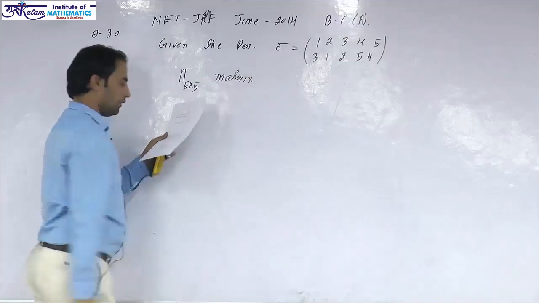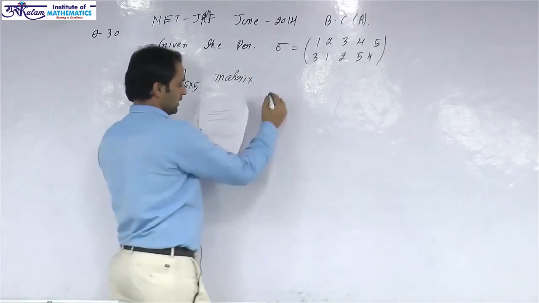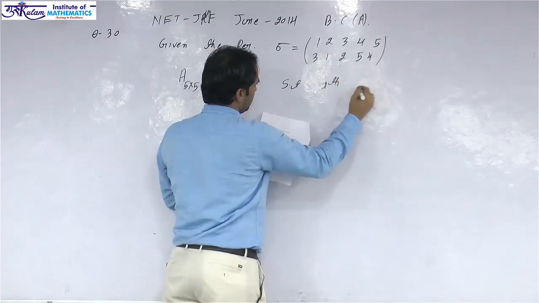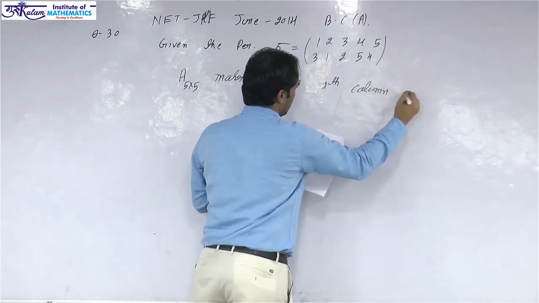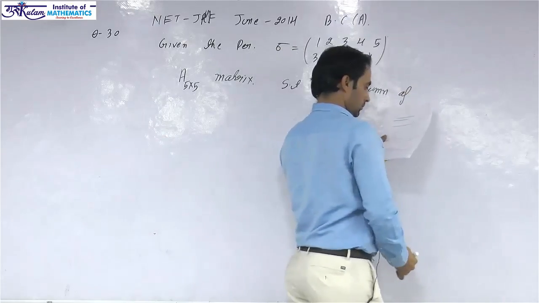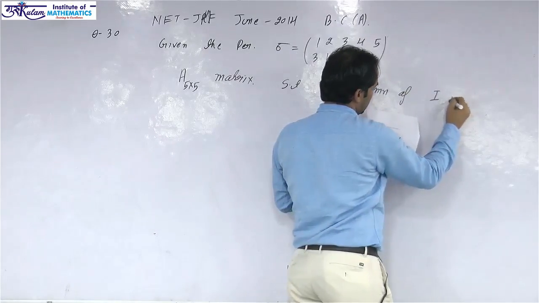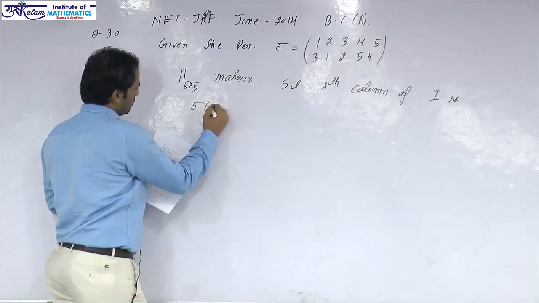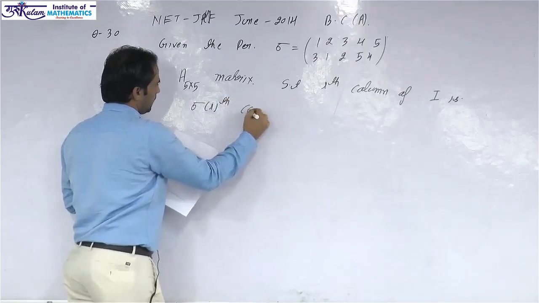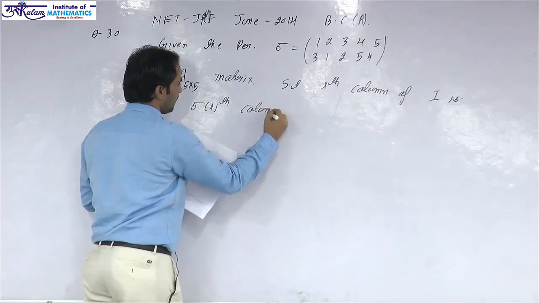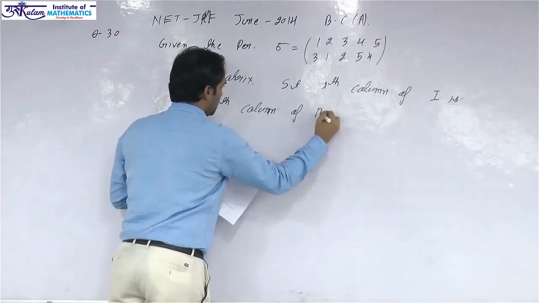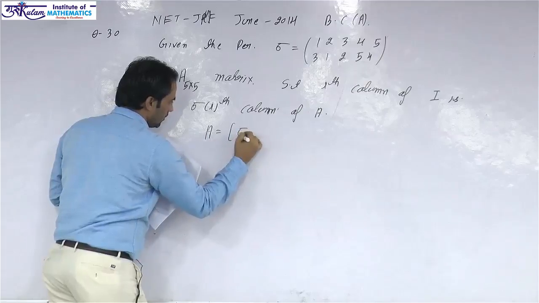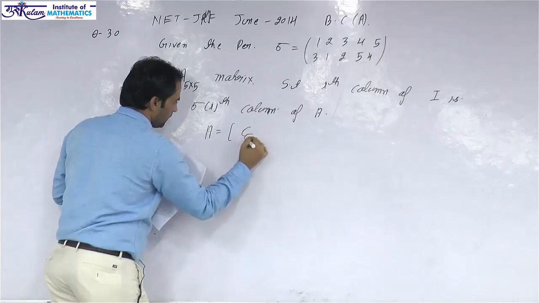So A is a 5 cross 5 matrix such that the ith column of the identity matrix is sigma ith column of A. That is, A is simply C of sigma 1.